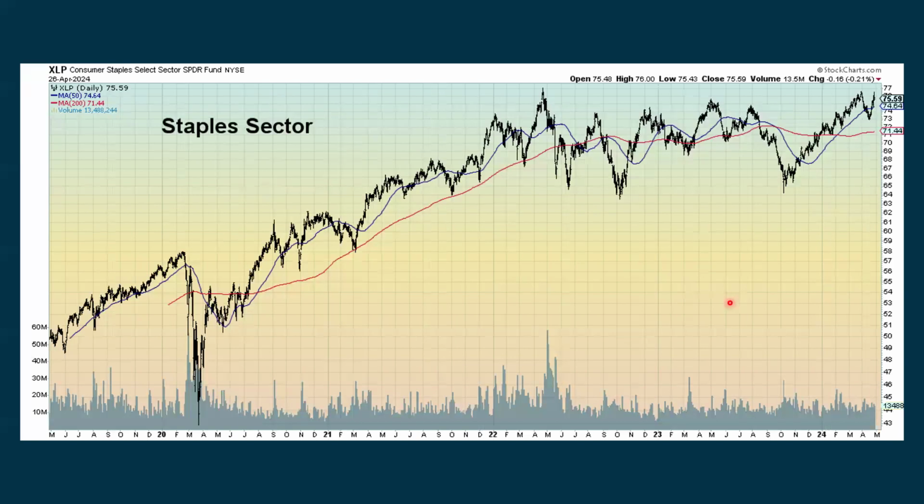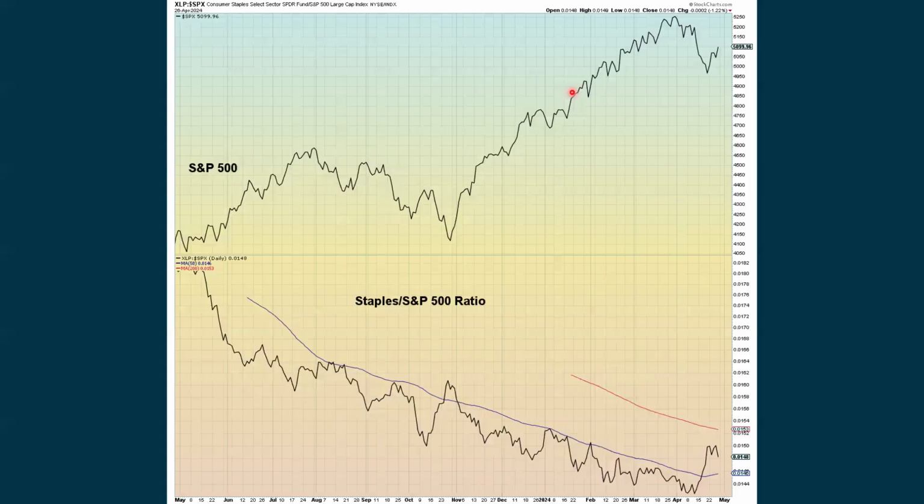Staples are things that you have to have no matter what's going on in the economy, and these tend to be more defensive. We've been in a really solid uptrend here. We did see a pullback, but now it's starting to go back up and getting pretty close to its previous all-time high. But when you compare it to the S&P, it's been underperforming. Now it bounced back up as the S&P was going down, but now that the S&P has bounced up, this ratio is also going down.